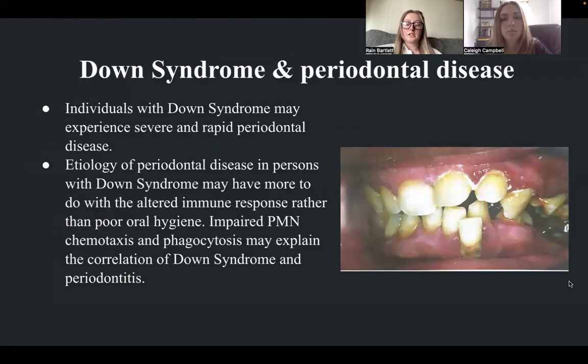Down syndrome and periodontal disease. To the right, we have a photo of an individual with Down syndrome that has periodontal disease. Individuals with this condition may experience severe and rapid periodontal disease. Etiology of periodontal disease in persons with Down syndrome may have more to do with the altered immune response rather than poor oral hygiene. So rather than them brushing every day, flossing every day, doing what they need to do, their immune system isn't doing what it's supposed to do. Impaired PMN chemotaxis and phagocytosis may explain the correlation of Down syndrome and periodontitis.